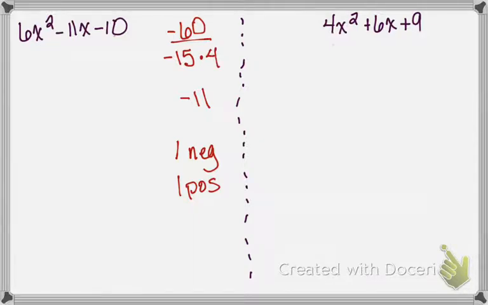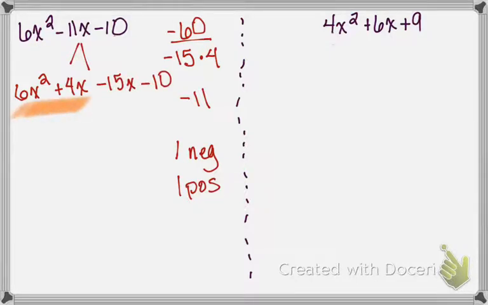Our bigger number is negative because our sum is negative. So you're going to split this right here. So you have 6x squared plus 4x minus 15x minus 10. Okay, and you guys keep going.